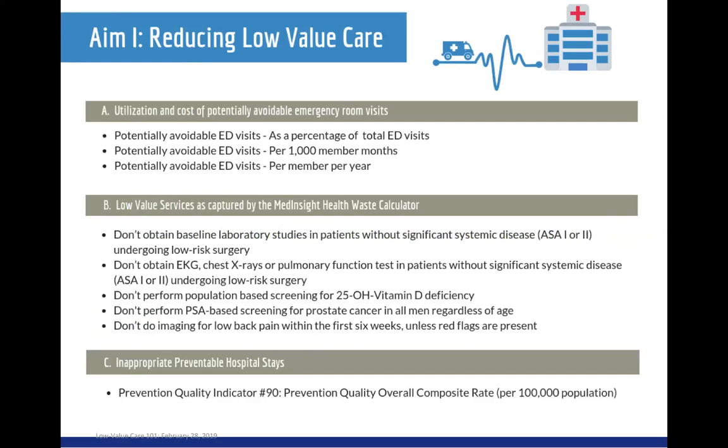On the low value care side, you'll see there's 3 there. The middle one, B, is really this piece that we're talking about of low value services captured by the health waste calculator. The other 2, inappropriate preventable hospital stays and avoidable emergency room visits, were just naturally important measures for the Commonwealth of Virginia. Next slide.